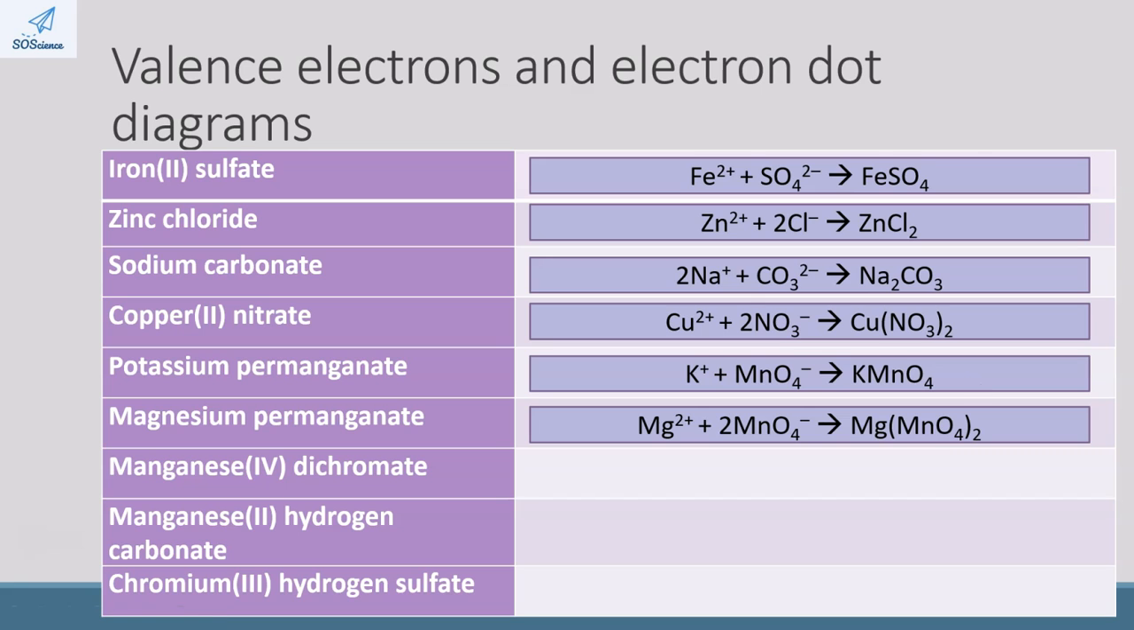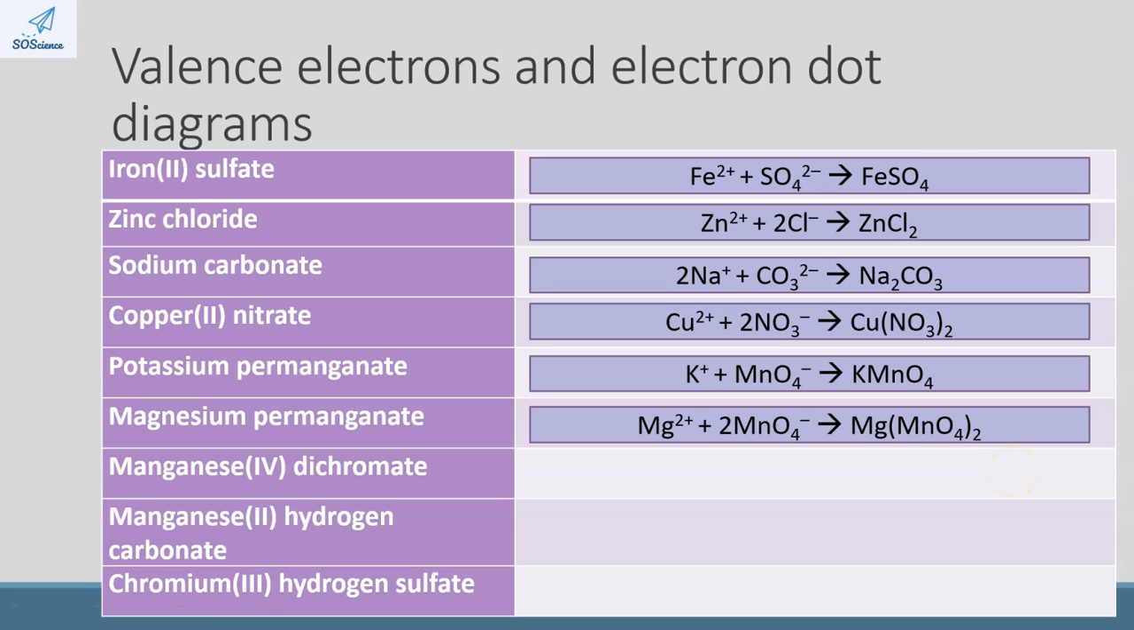Magnesium permanganate. The magnesium ion wants to give away 2 electrons, whereas the permanganate ion wants to gain 1. So we need 2 permanganate ions in order to balance out 1 magnesium ion, resulting in Mg(MnO4)2. Again, the 2 lies outside the bracket because MnO4 is a family group and we need 2 of this family to bond with 1 magnesium.